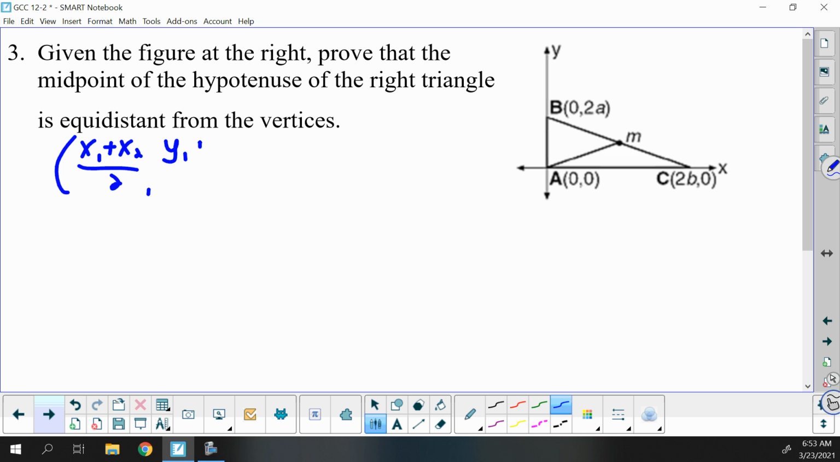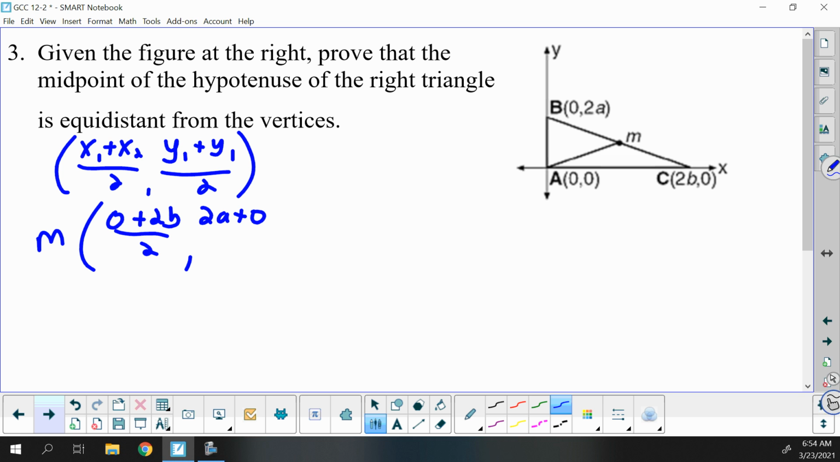So we'll start off by writing our formula. Now notice we did not plot our points because when there's variables in your points, you can't really plot them, and they already essentially gave us the picture. So for point M, we would have B and C we're working with, so our x's are 0 plus 2b over 2, and our y's are 2a plus 0 over 2. Well, that gives us 2b over 2 and 2a over 2.